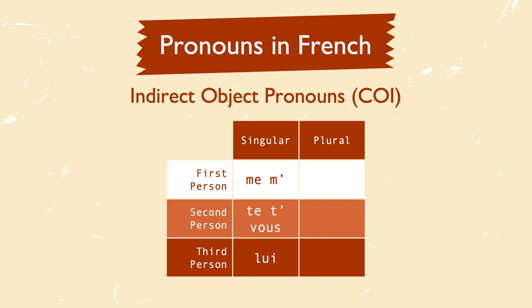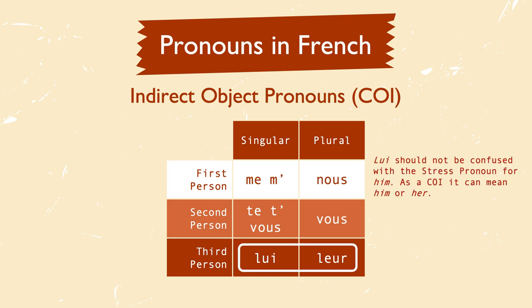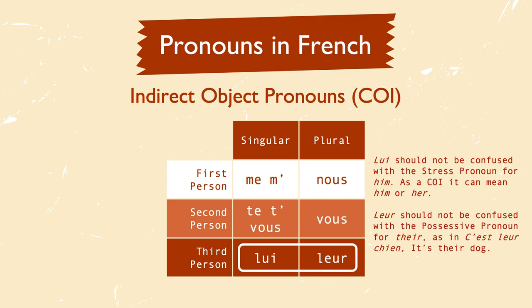First person plural is nous, for us. Second person plural is vous, for all of you, or y'all. And third person plural is leur. Looking at these 2 at the bottom, lui should not be confused with the stress pronoun for him. As a COI, it can mean him or her. Also, leur should not be confused with the possessive for their, as in, say, leur chien, it's their dog.